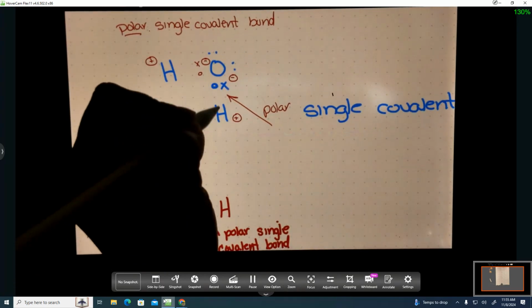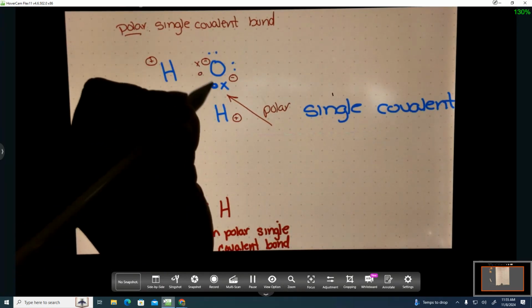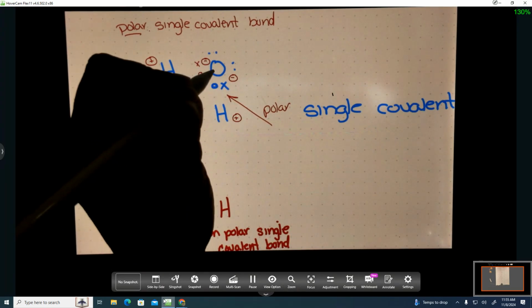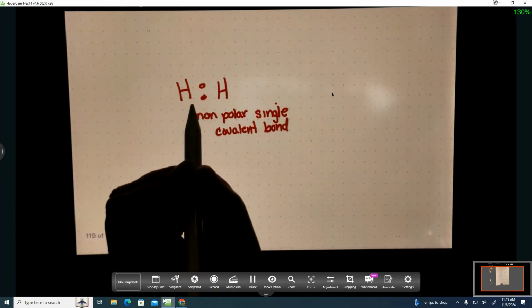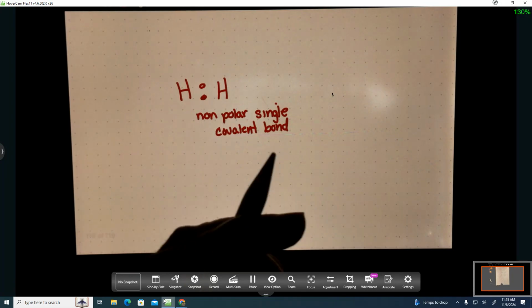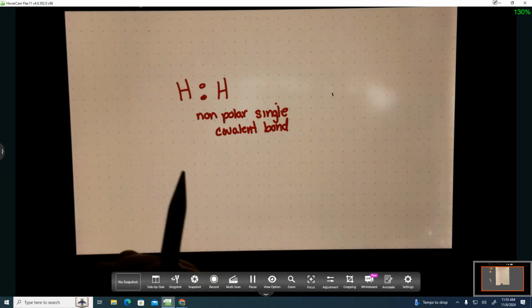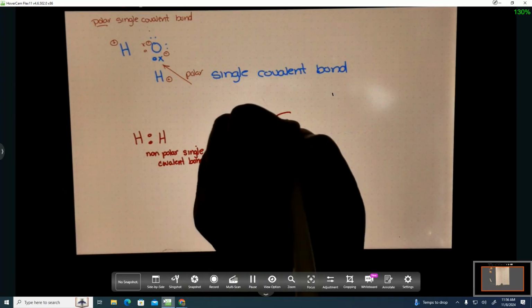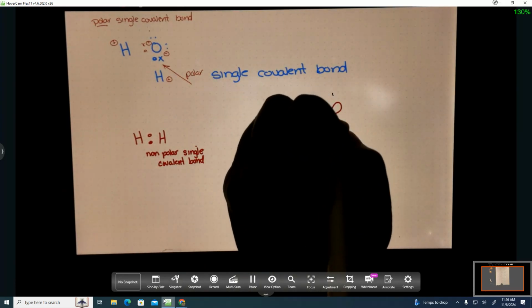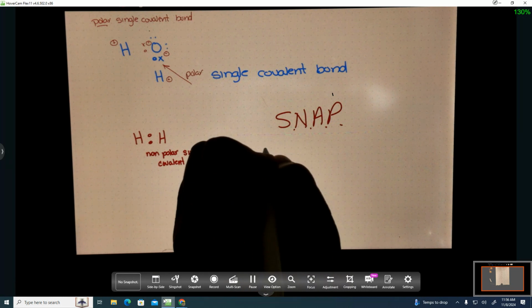Polar, if they're not sharing them equally, they're asymmetric. Oxygen and hydrogen, they're not the same on both sides. Here, they're symmetric, so it is going to be a nonpolar covalent bond. Now, we have a little way of remembering this. That's SNAP. Let's write that down.